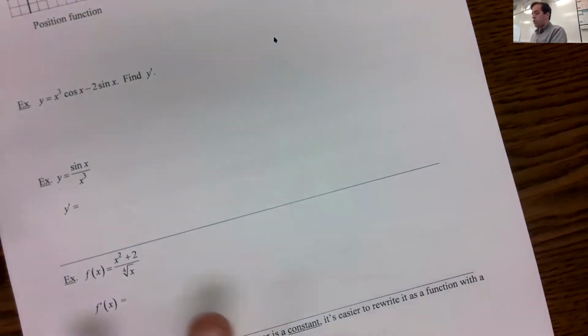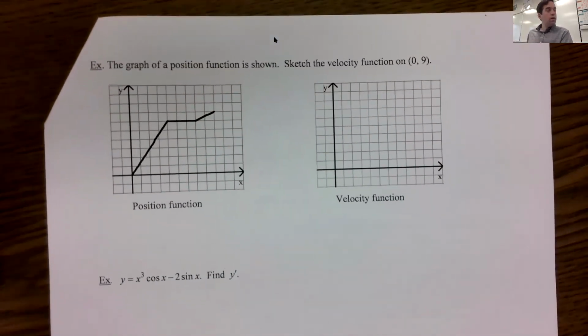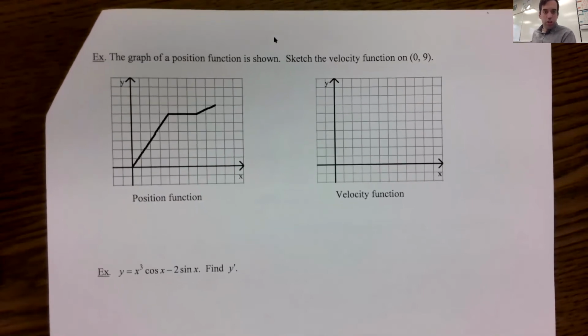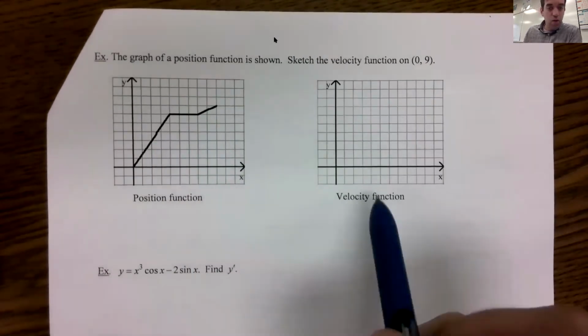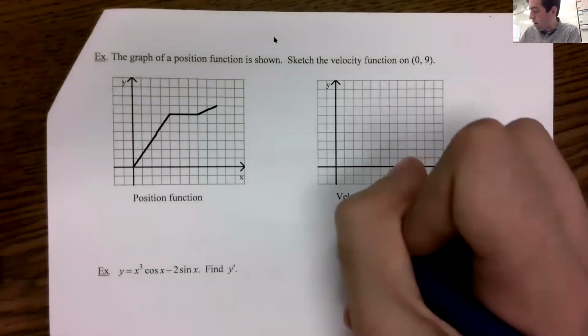Next question. The graph of a position function is shown. Sketch the velocity function on 0 to 9. So what we're doing here is just thinking about what is the first derivative graph going to look like.